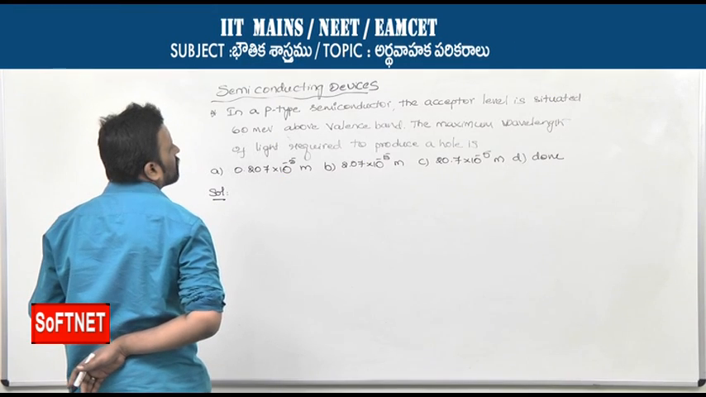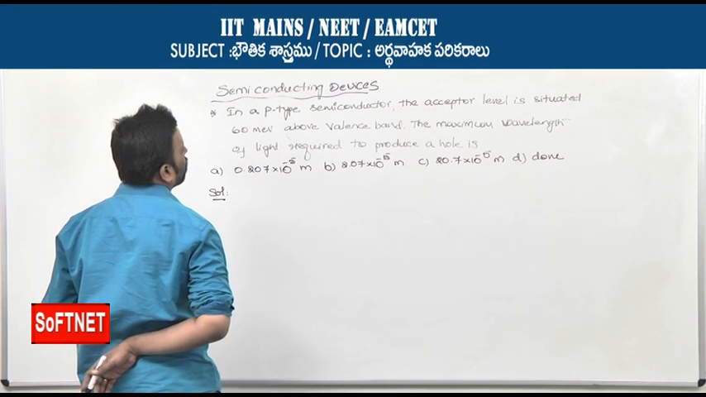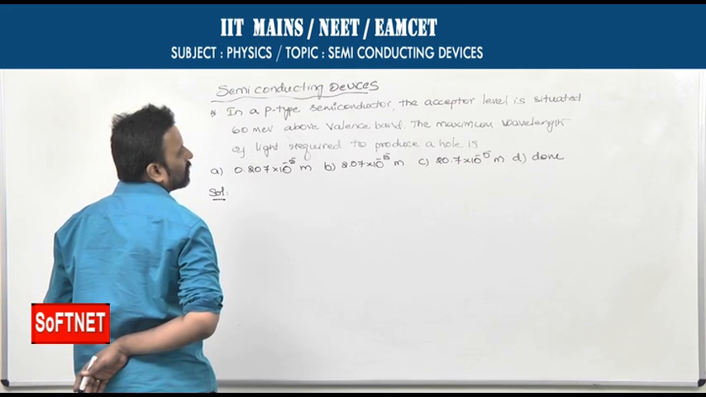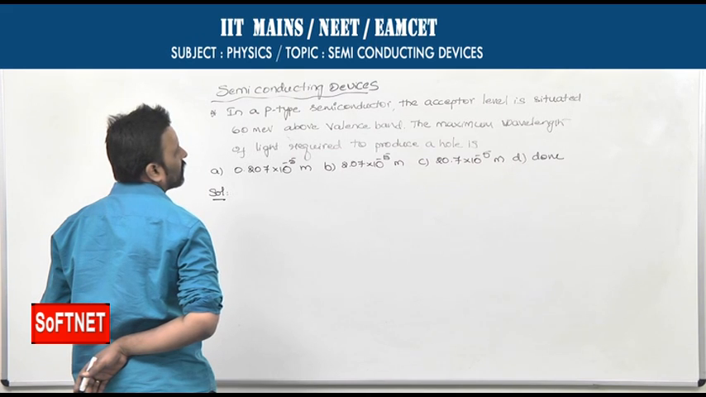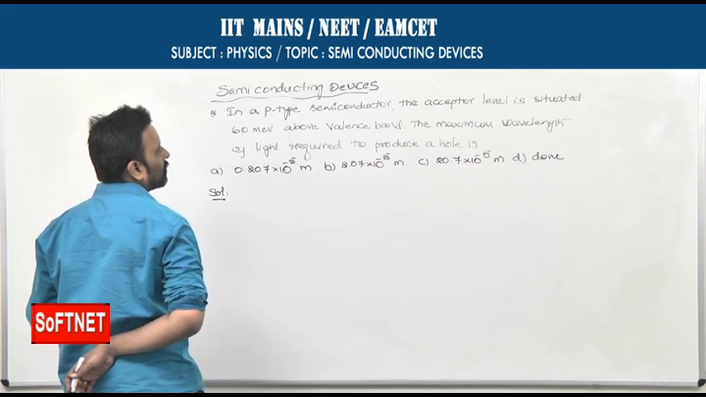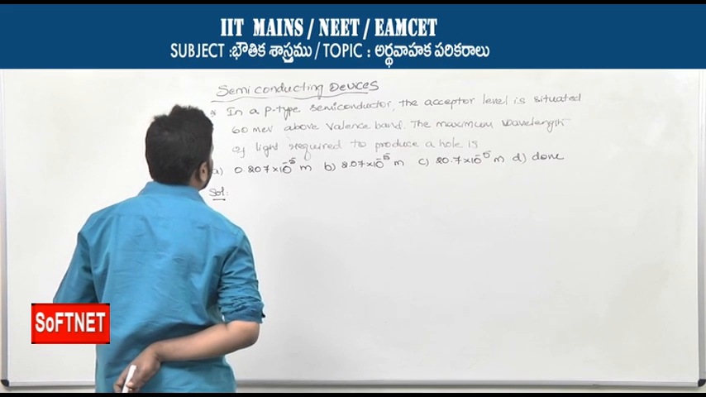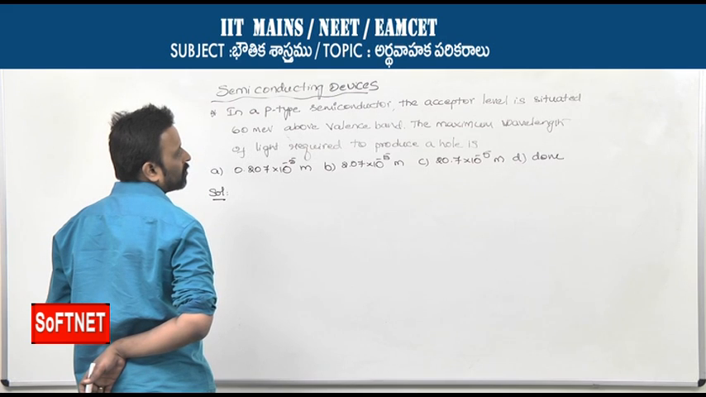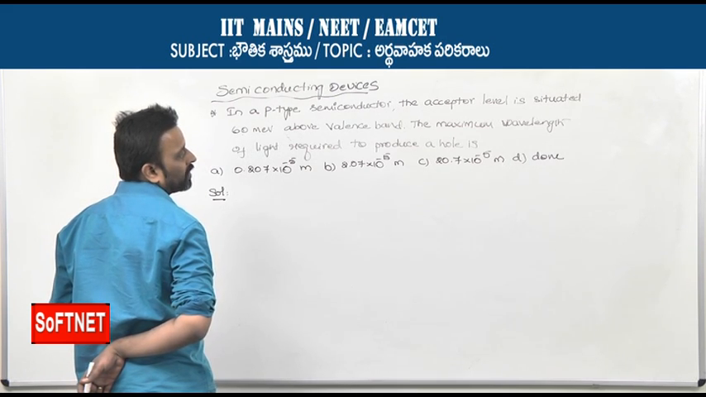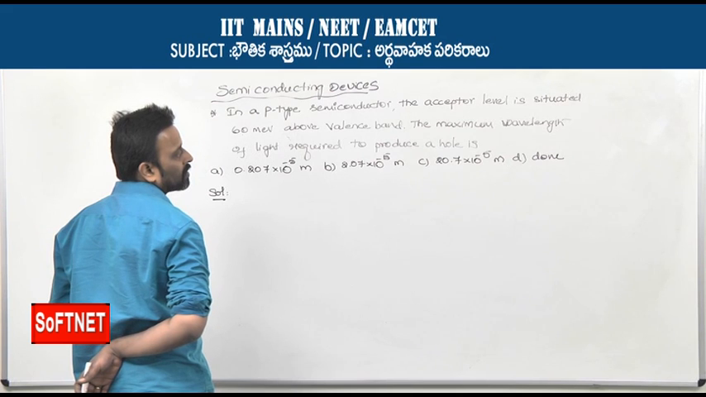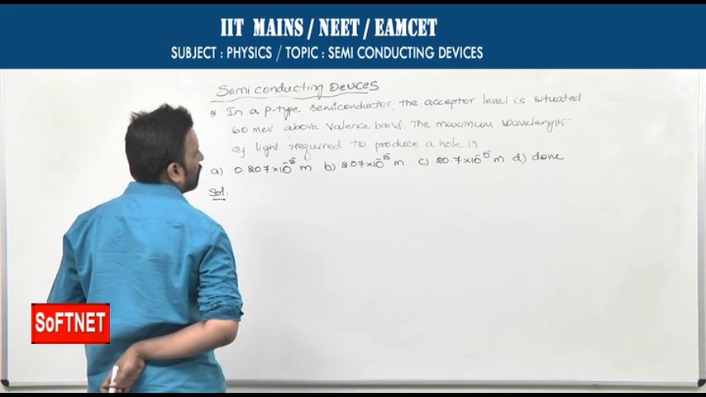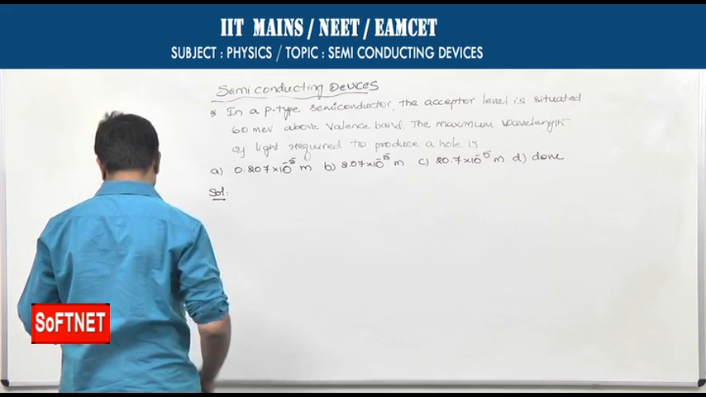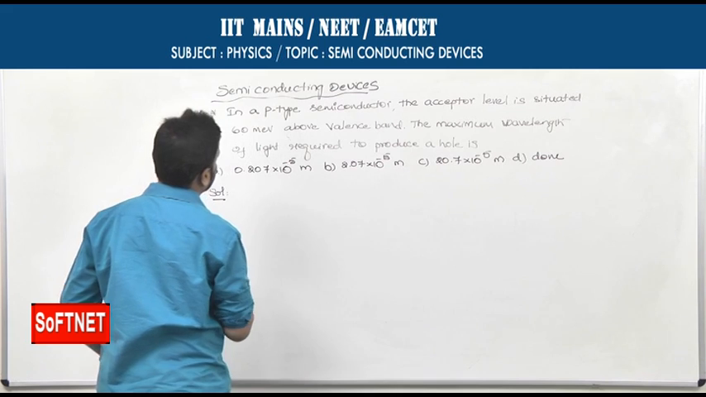Next problem: in a p-type semiconductor, the acceptor level is situated 60 milli electron volts above the valence band. You are asked to calculate the maximum wavelength of light required to produce a hole. The options given are 0.207 into 10 power minus 5 meters, 2.07 into 10 power minus 5 meters, 20.07 into 10 power minus 5 meters and none. The maximum wavelength you are asked to calculate.